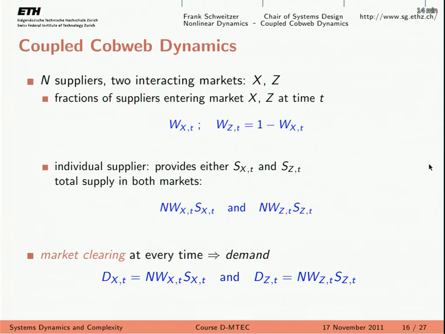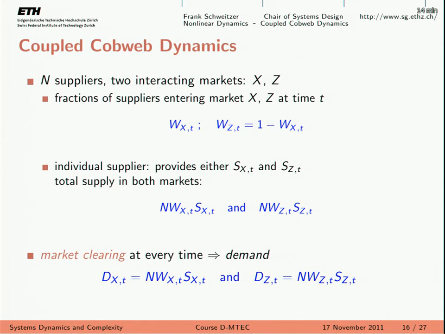At each point of time, a certain fraction of the producers, N, decide to go either to the X market or to the Z market. In our example, WXt is the fraction of producers which decide to go to market X at time T, and obviously 1 minus that is the fraction of producers who go to market Z at time T. You can see the implicit assumption is that suppliers basically have only two choices, go to X or go to Z.